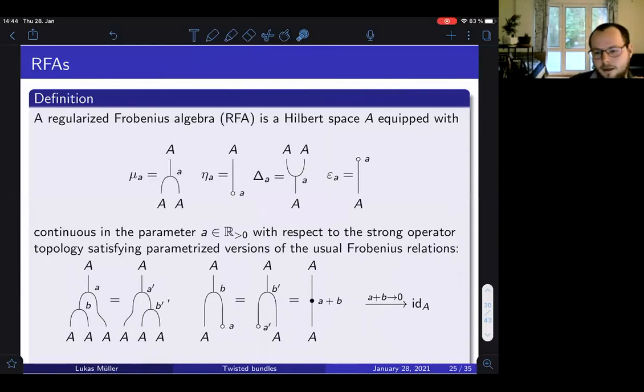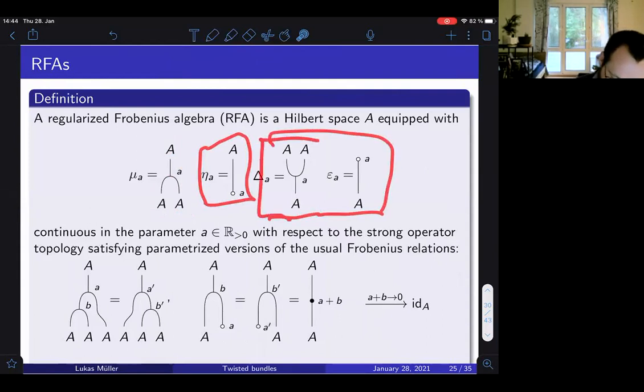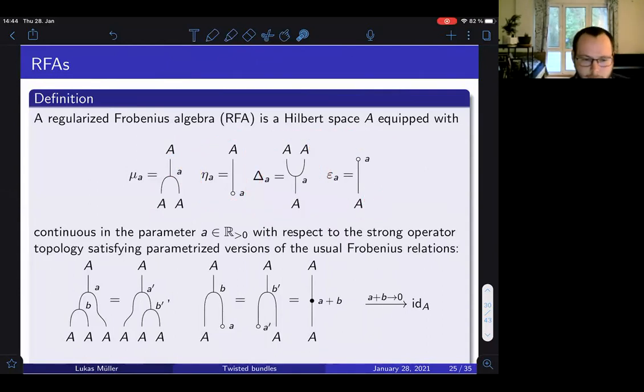Now a regularized Frobenius algebra, not necessarily commutative, is you just take the definition of a Frobenius algebra and you make everything depend on a non-negative area parameter. So you get a bounded linear operator from A tensor A to A for every small area parameter a. You get unit maps, co-unit maps, co-multiplications and co-unit maps, and all of them depend continuously on the parameter. And then you impose the usual relations.